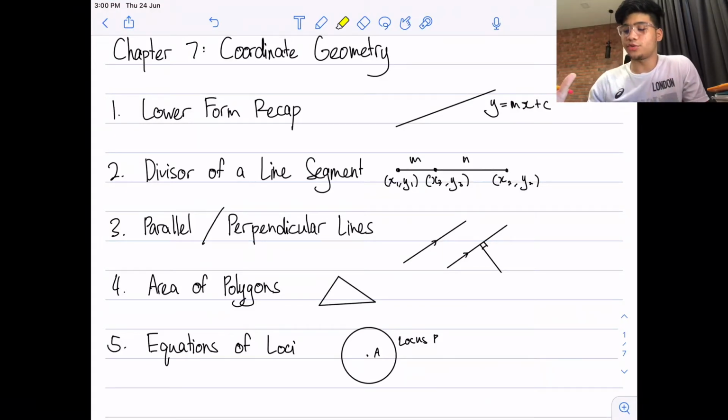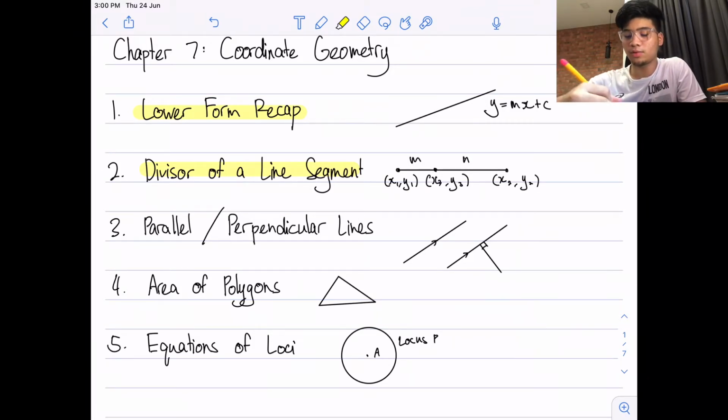Alright, coordinate geometry. So today I'm going to be covering these 5 things. Firstly, we're going to have a little recap about certain lower form topics, specifically distance, midpoint formula, and also going to be looking at different forms of the answers, basically like gradient form, intercept form. Then we're going to be looking at a divisor of a line segment. This is basically trying to find the point on a line based on a specific ratio.